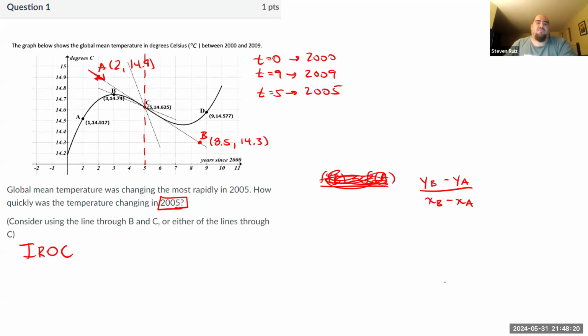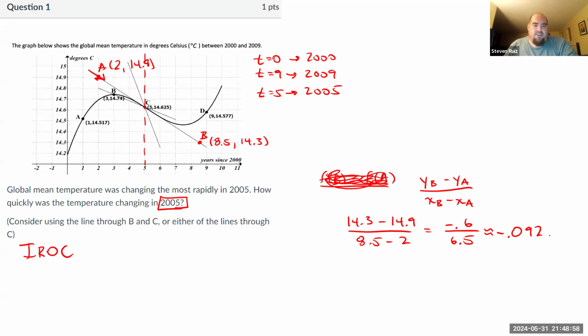So from those values, I should be able to find the slope. The y value at B is 14.3 minus the y value of A, which is 14.9, over the x value of B, which is 8.5, minus 2. So this gives me negative 0.6 over 6.5. And let's get an approximation for this. Should be negative 0.092.